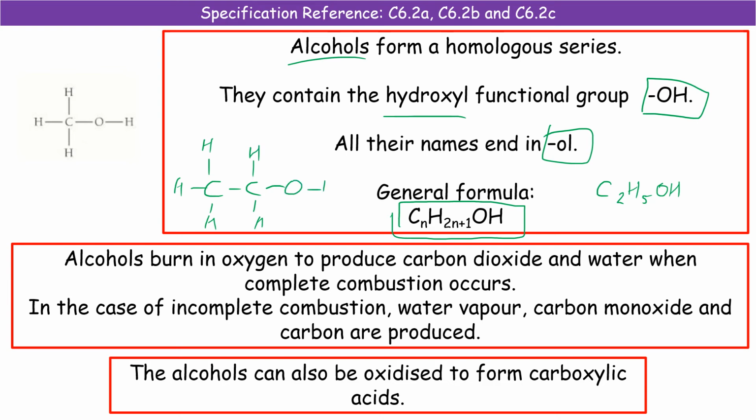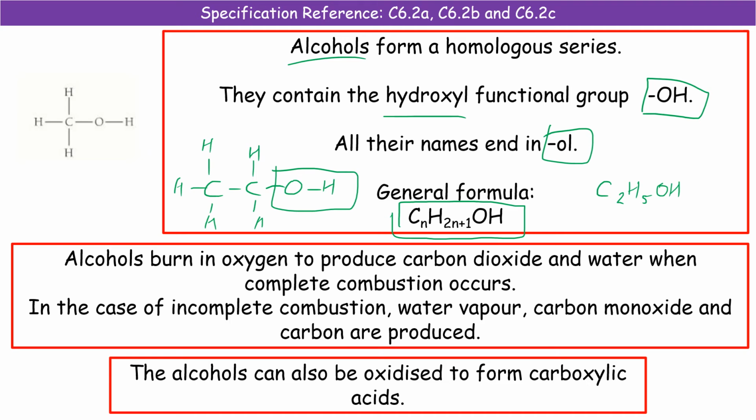So oxygen and hydrogen. Please make sure that you do it that way around. The oxygen, then the hydrogen. Because oxygen can form 2 bonds, hydrogen only 1. So don't put those the other way around or it will be wrong.